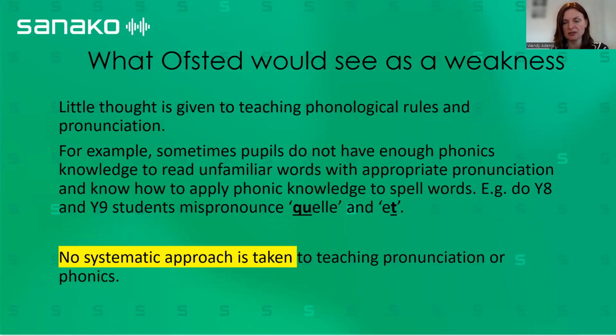Obviously, they say "qua" instead of "k", and maybe say "et" instead of knowing that the T at the end of "eta" is silent. And what Ofsted inspectors might therefore judge is that no systematic approach has been taken.